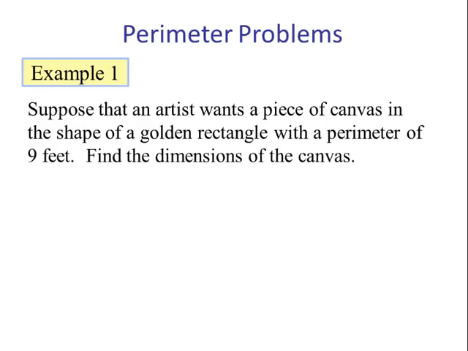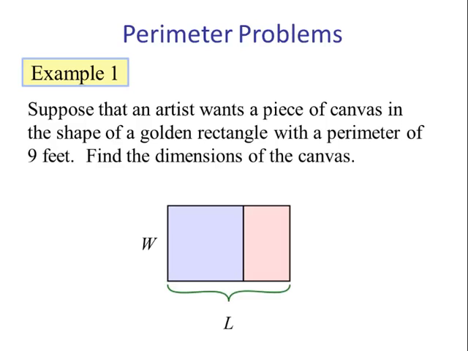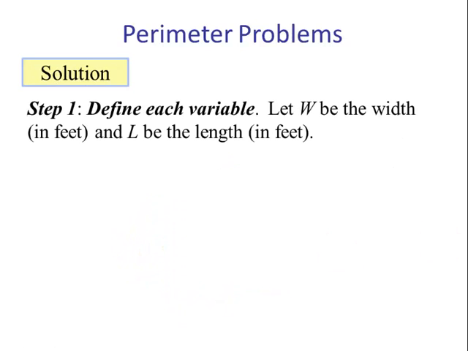So for example 1, suppose an artist wants a piece of canvas in the shape of a golden rectangle with perimeter of 9 feet. Find the dimensions of the canvas. So the first thing I would do is draw a picture. This is our length and this is our width. These are our 2 variables. This is what we're trying to find. So W will be the width measured in feet and L will be the length measured in feet.